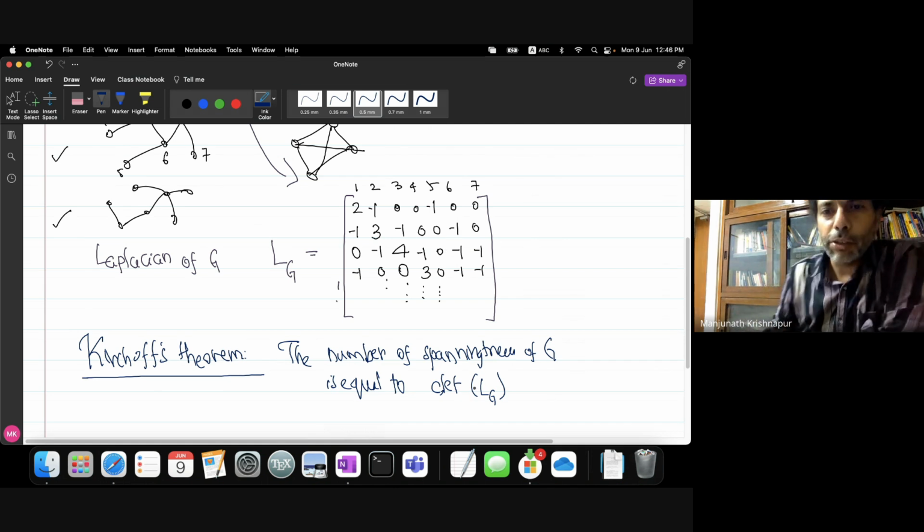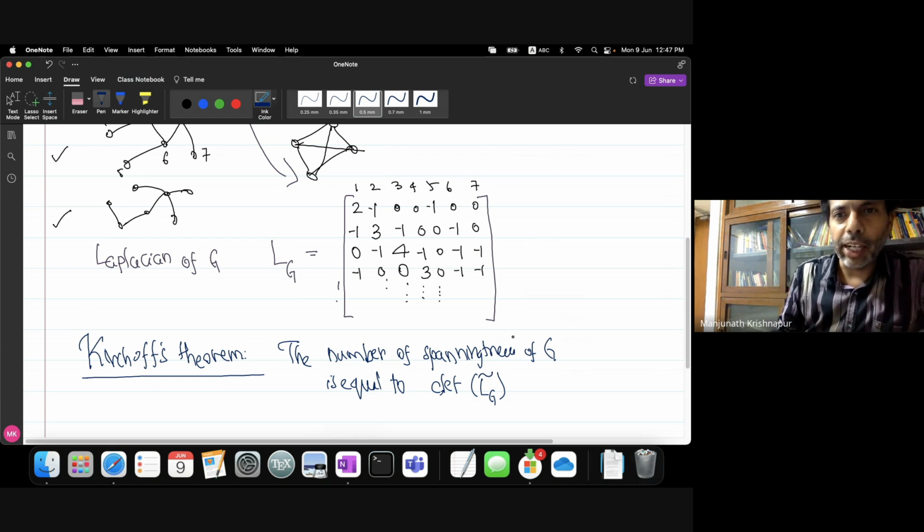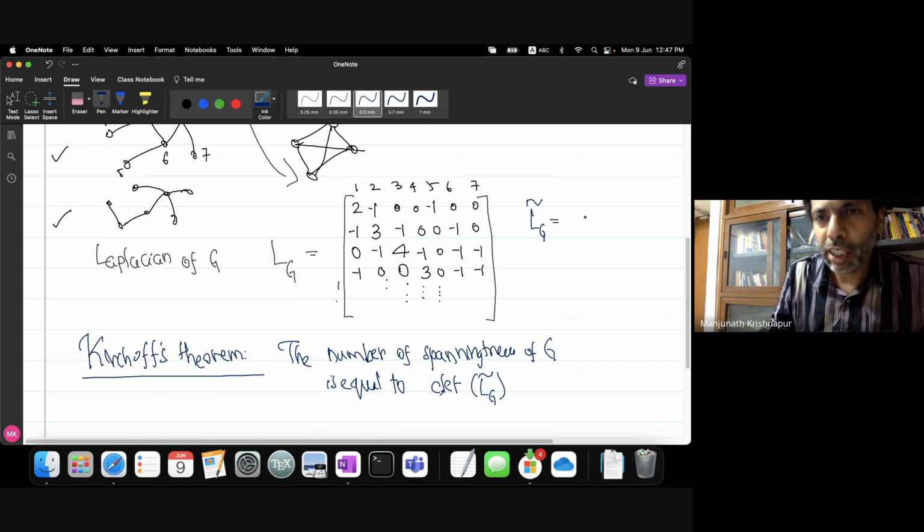But it is of a very related matrix, LG tilde. What is LG tilde? You just remove any one row and one column. Actually, it doesn't have to be the same row and same column. LG tilde is LG after removing one row and one column.